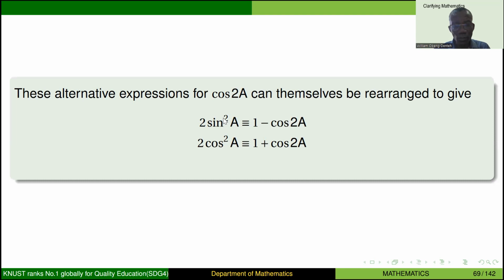We also have 2 sine squared A being equivalent to 1 minus cos 2A, and then 2 cos squared A being equivalent to 1 plus cos 2A. We'll be using all this, so take notes.